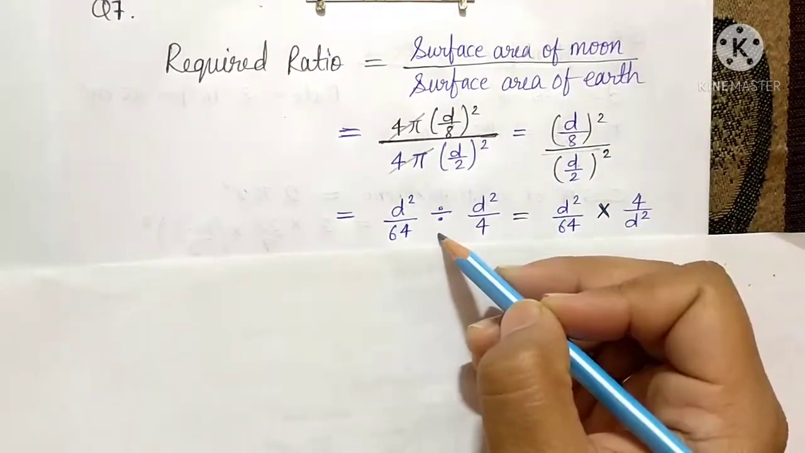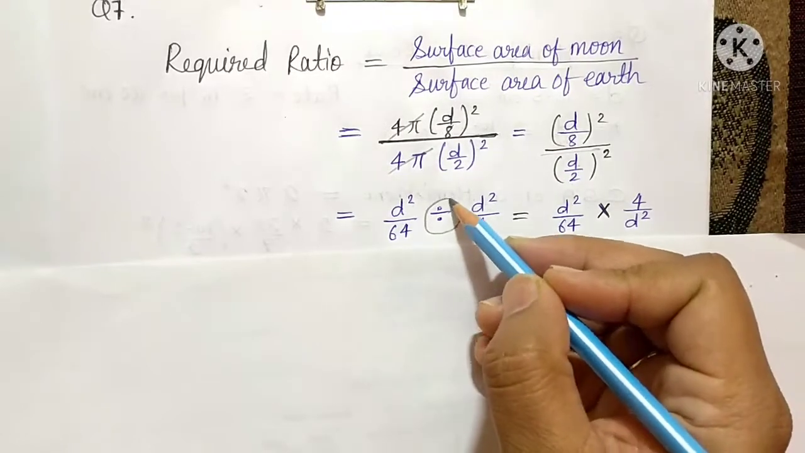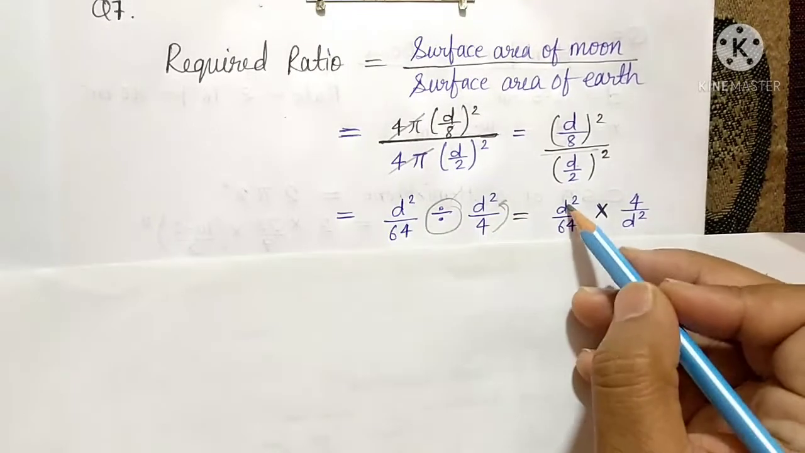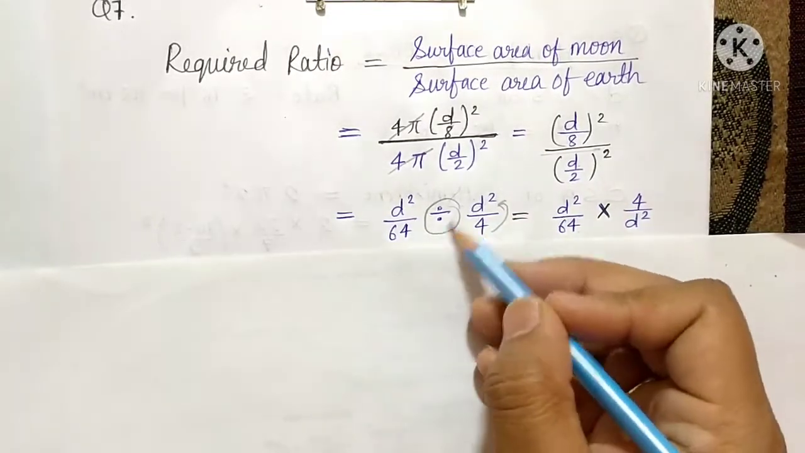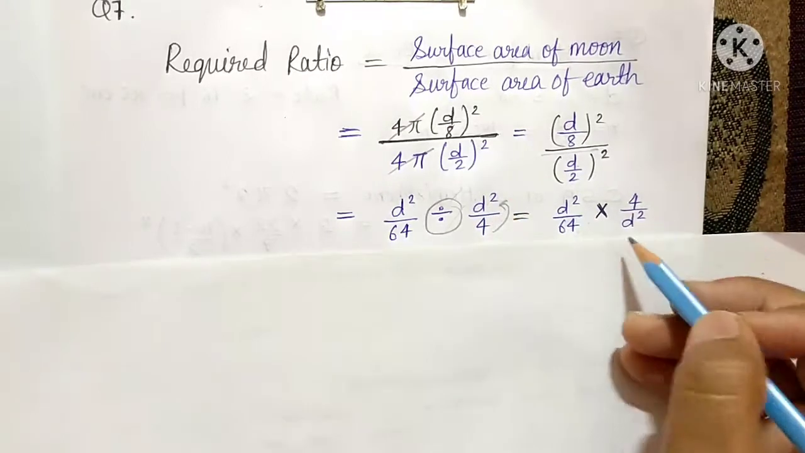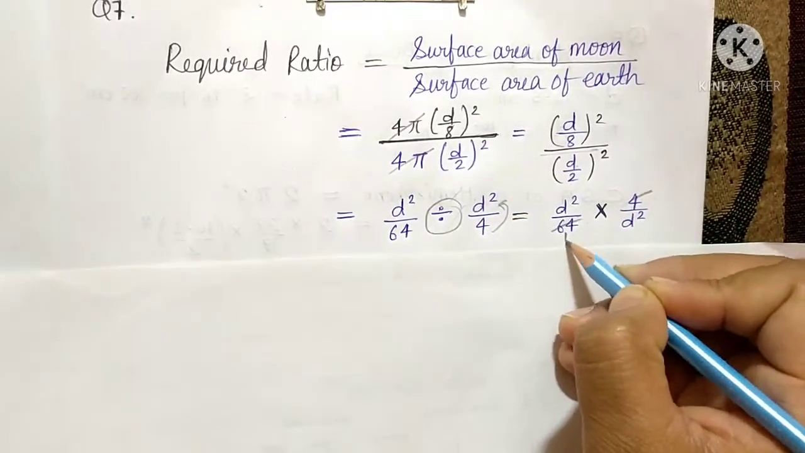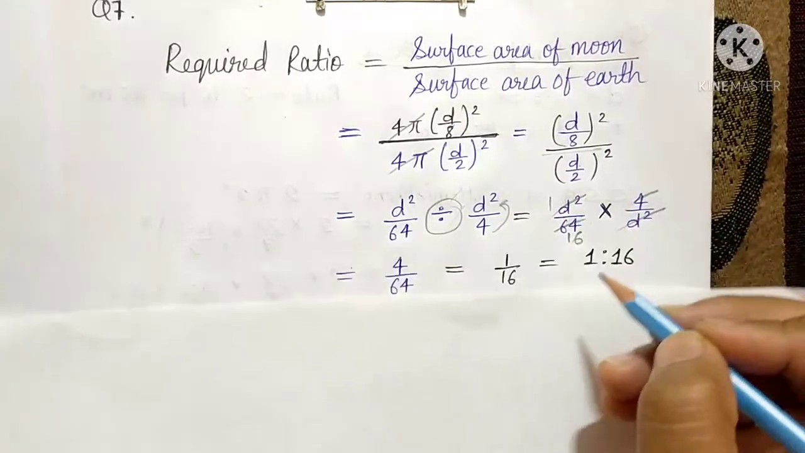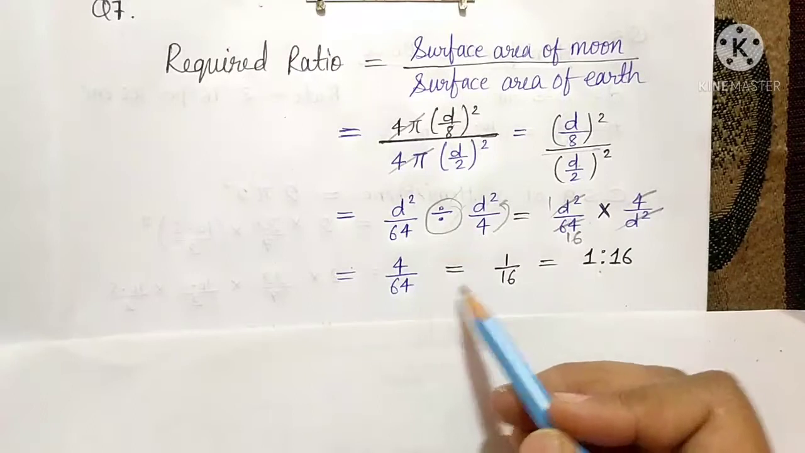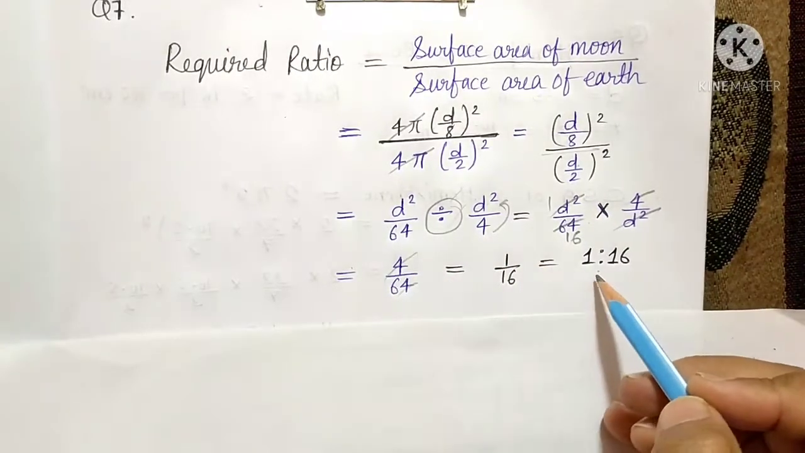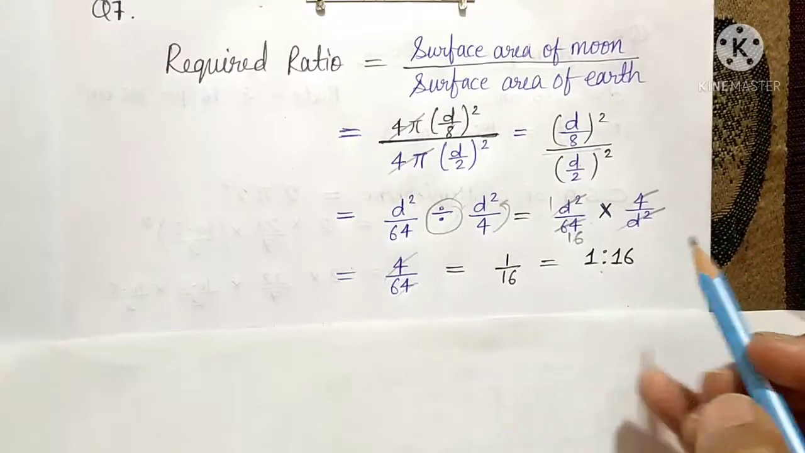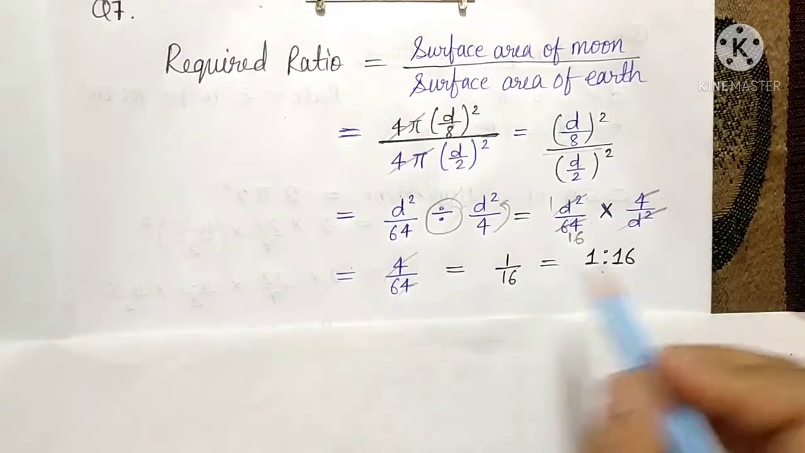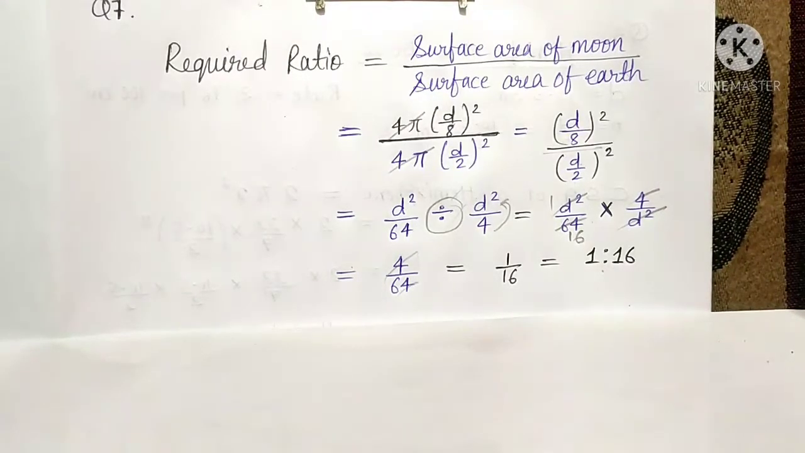Upon means divide only, so we have to divide. In place of division, now what will come? Multiplication. And when multiplication comes, it becomes the reciprocal. It means 4 upon d square. So d square upon 64 multiplied by the reciprocal 4 upon d square. So 4 ones are 4, and 4 sixteens are 64, and d square we can cut by d square. So how much is left? 1 upon 16. As you can see here, 4 upon 64 we have cut, so it comes 1 upon 16, which we can write as 1:16. So 1:16 is the required ratio which we had to find out. So the required ratio we have found. Now move to question number 8.